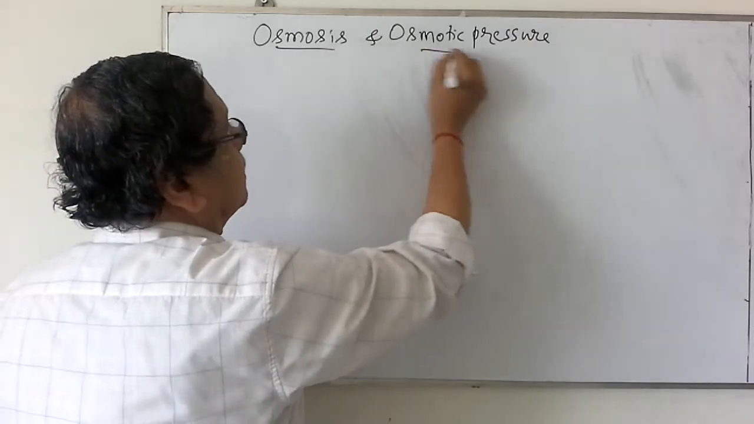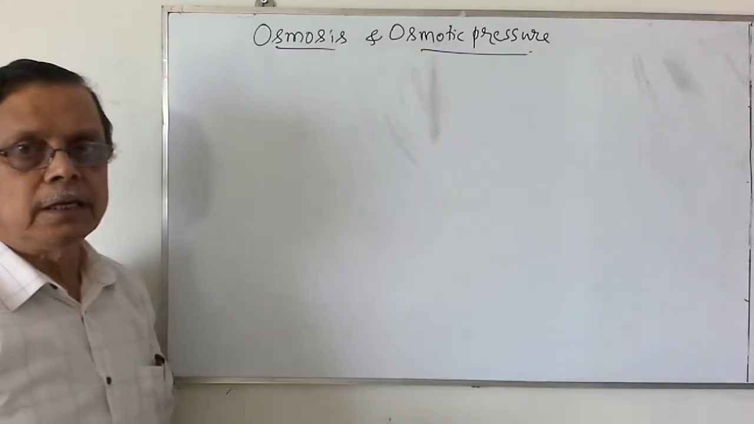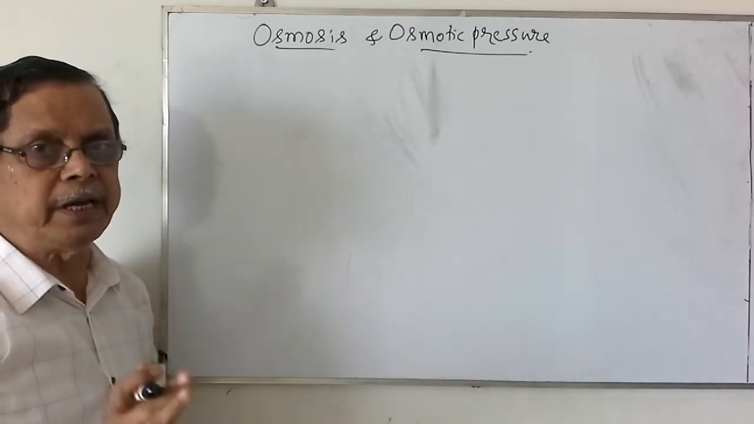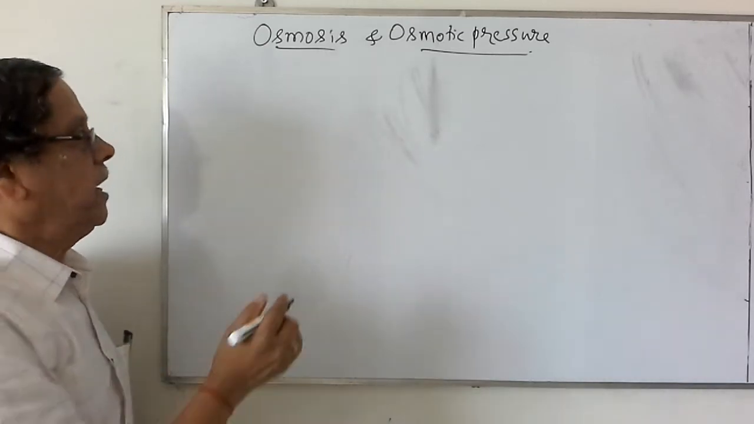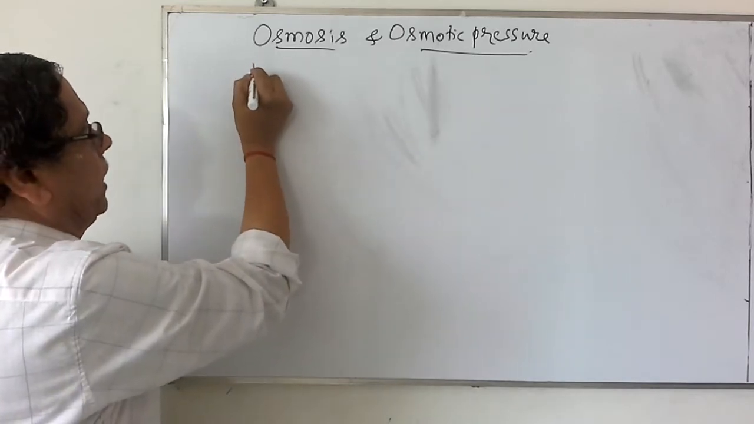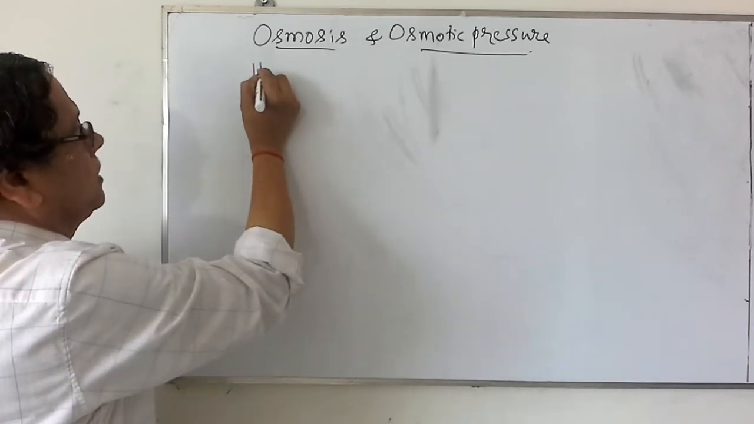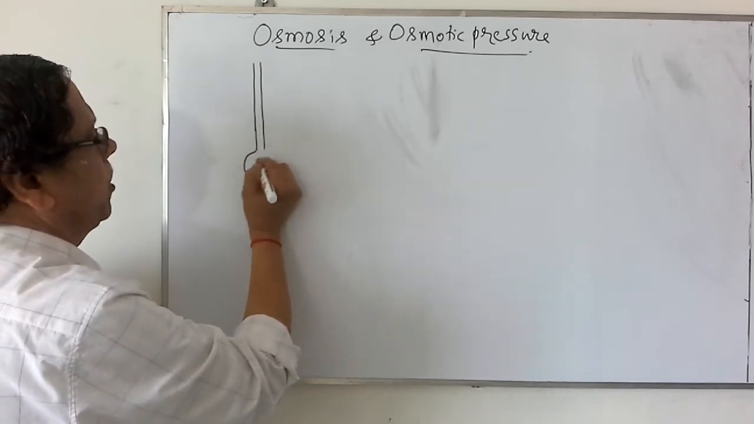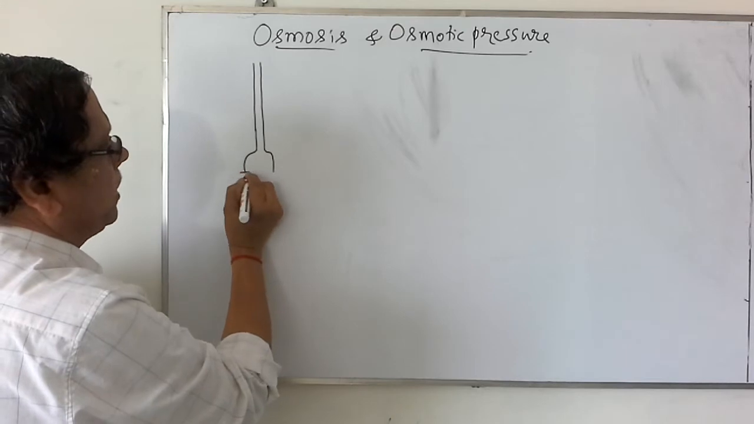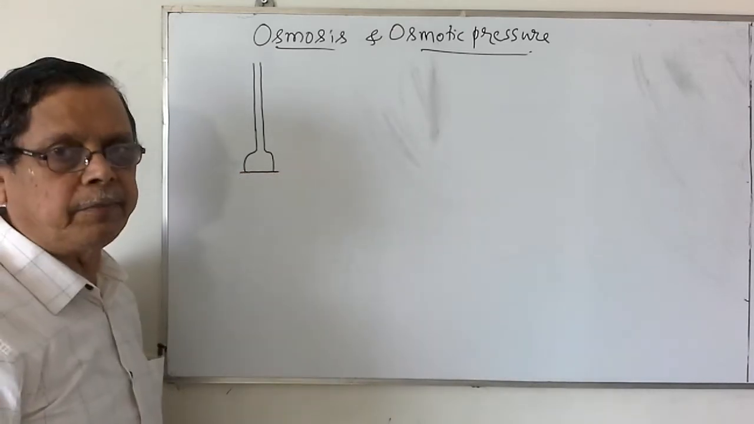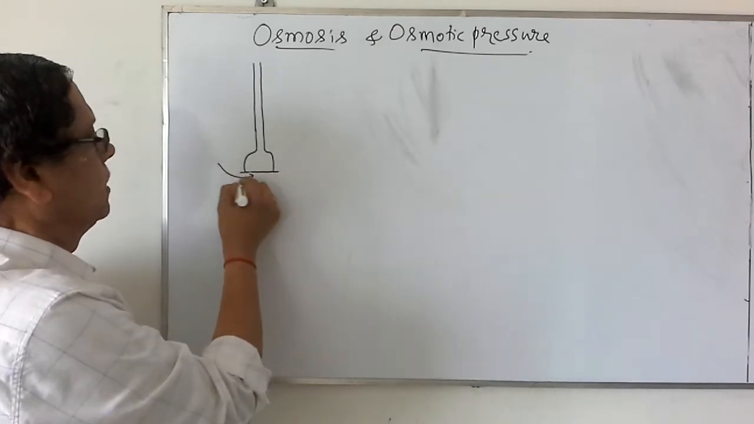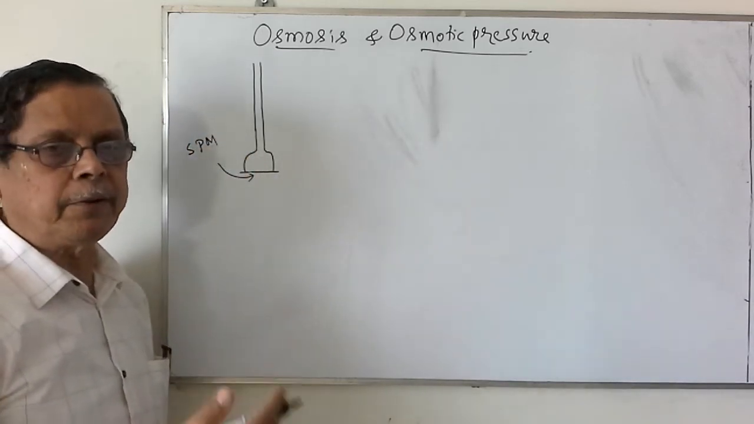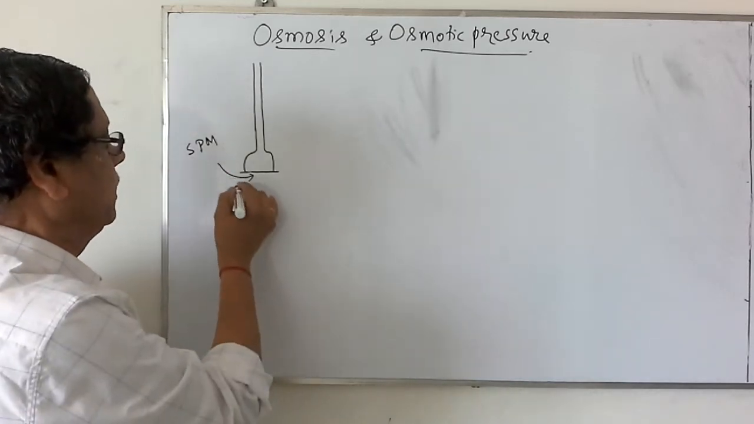So when we consider a solution separated from its solvent by using a semi-permeable membrane. Suppose I have this Thiesel funnel like this. It is actually a funnel having the mouth at the bottom that is kept inverted and its mouth is closed with the semi-permeable membrane. What is that semi-permeable membrane? We will consider that one in the next part.